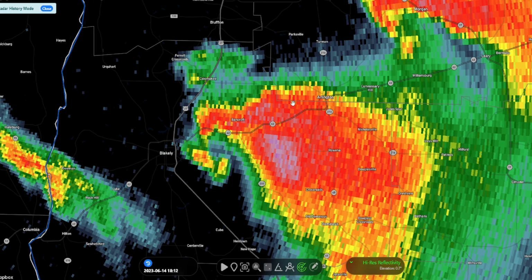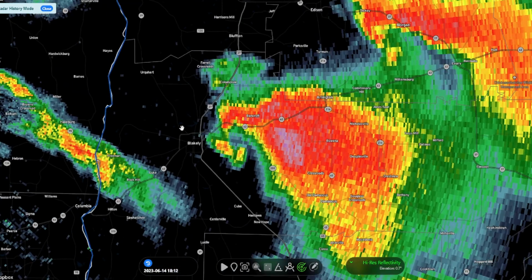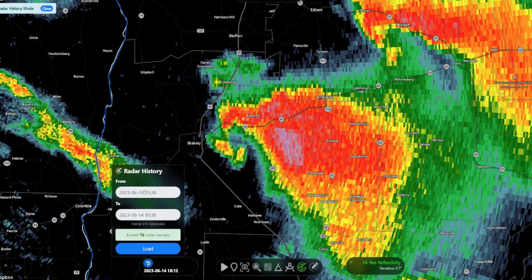Most hook echoes do have an inflow notch. This is a very, very textbook hook echo here. I can find an even more textbook hook echo if we go to April 19th, I think.